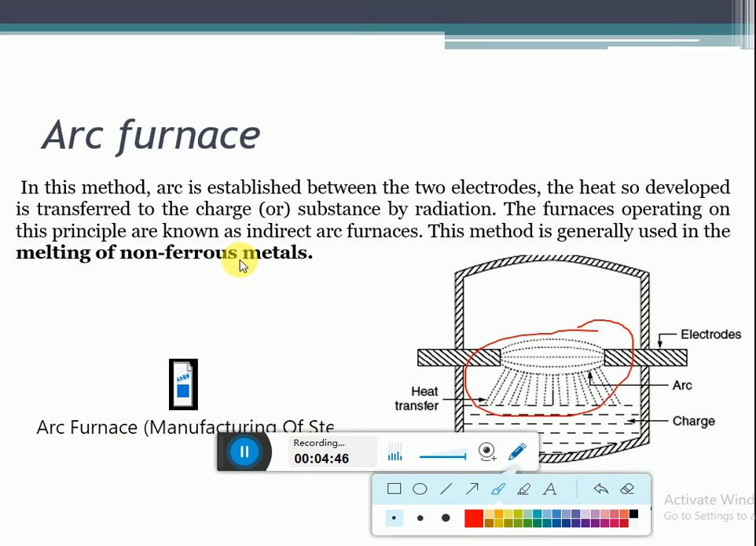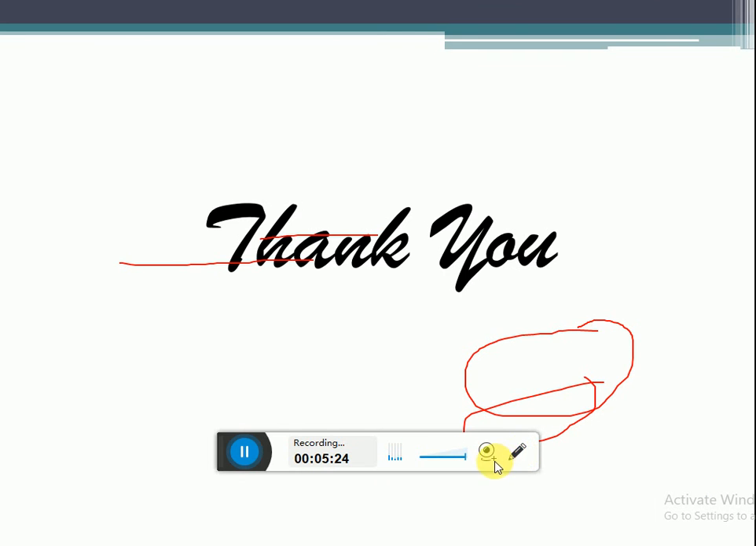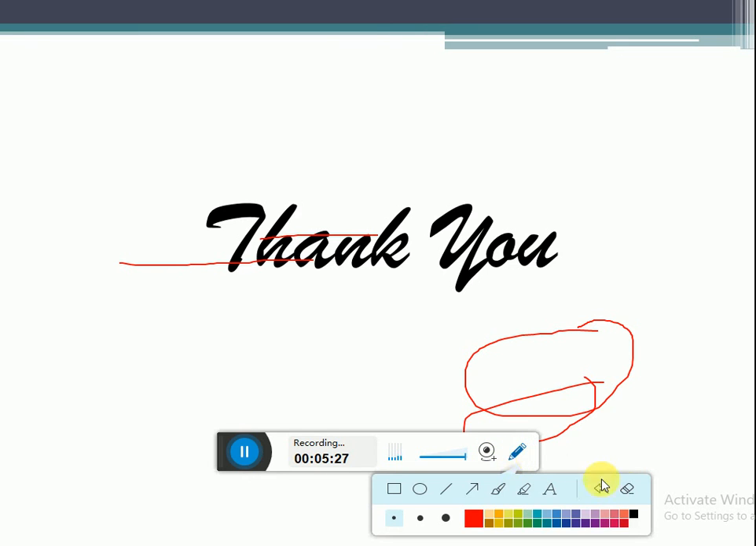In this method, the arc is established between the two electrodes. The heat so developed is transferred to the charge by radiation. This is the radiation process. The furnace operating on this principle is known as the indirect arc furnace. Generally, the charge material is non-ferrous material.